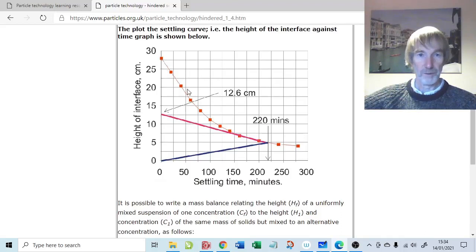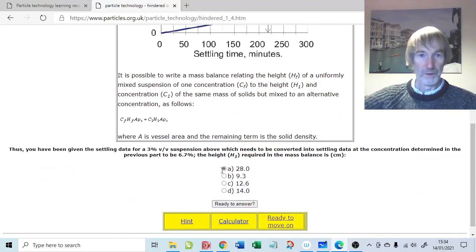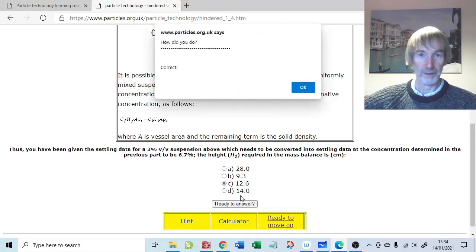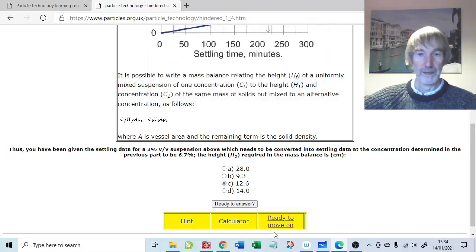Okay, so that's coming from the material balance that you see written just here. So if this was the 3% settling curve, and this is the 6.7% settling curve, they come together at some point, and then they carry on at exactly the same curvature, because it's the same amount of solids there. It doesn't know whether it started at 3% or whether it started at 6.7%. It's the same amount of solids. They'll have the same performance after they've come together. So the material balance says what height do we need? Well, we know that's 12.6 because that's come from our material balance just here. Let's just check. Correct, that's good. Okay, let's move on.